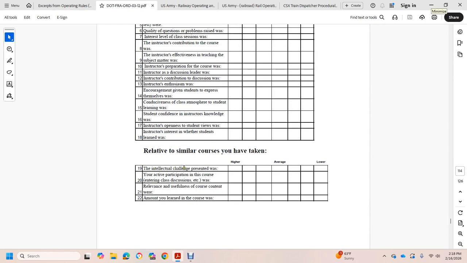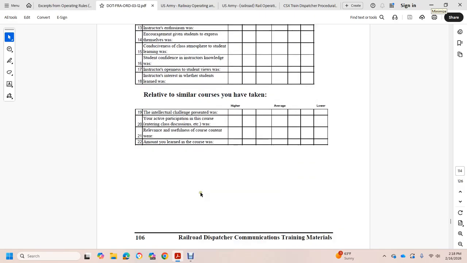19. Intellectual challenge presented was higher, average, or lower. 20. Your active participation in the course was higher, average, or lower. 21. Relevance and usefulness of course content were higher, average, or lower. And 22. Amount of learning in the course was higher, average, or lower.